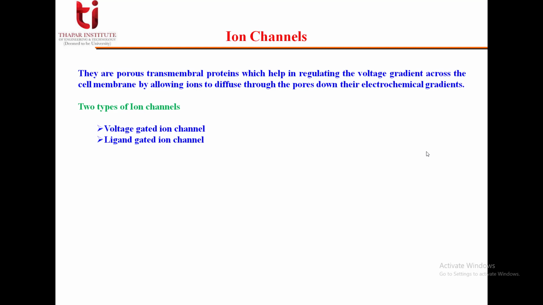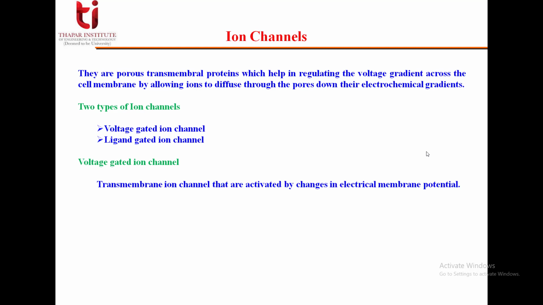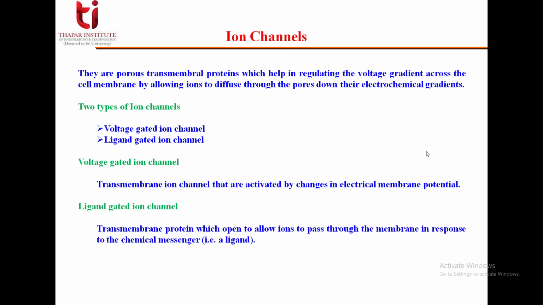Now how can we differentiate between the two? The voltage gated ion channel is a transmembrane ion channel that is activated by changes in electrical membrane potential, that is voltage. And the ligand gated ion channel means the transmembrane protein which opens to allow ions to pass through the membrane in response to a chemical messenger, or we can say some input. We are calling it a ligand. So we have two different types of ion channels, the voltage gated and the ligand gated ion channels.